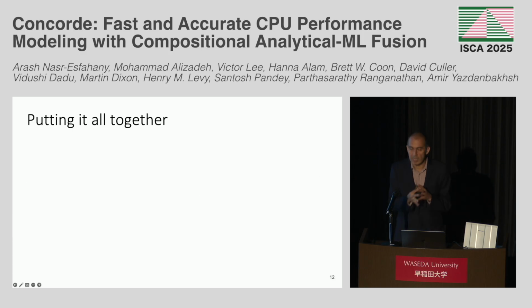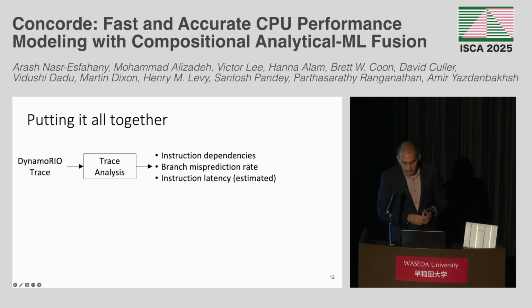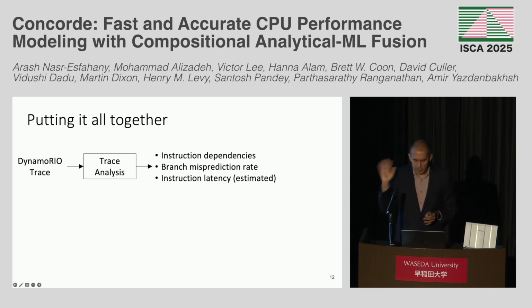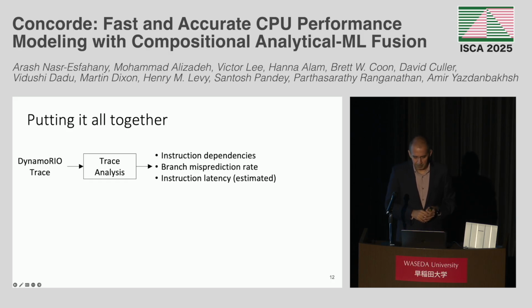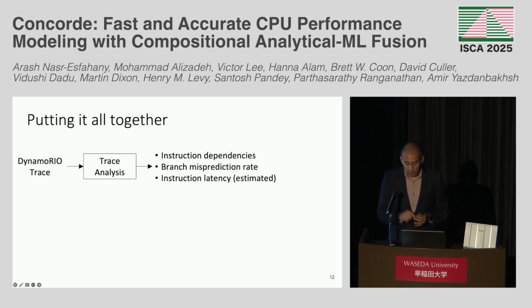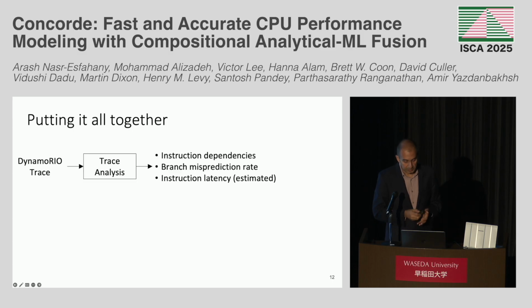So let's put everything back together. We start with our traces, which give us detailed instruction and memory access information. First, we run trace analysis to extract the inputs needed for analytical modeling. This includes instruction dependencies, register, memory, and so on and so forth, and the branch misprediction rate, using simple in-order simulation, all these methods.